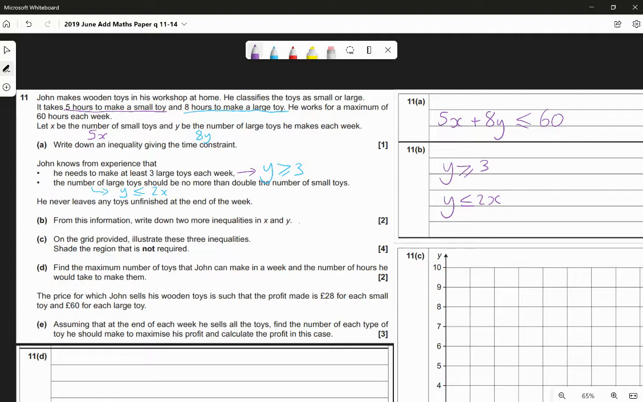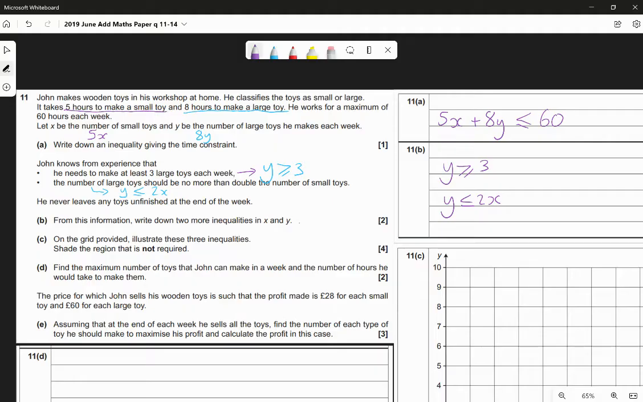Now, part C. On the grid provided, illustrate these 3 inequalities and then shade the region that is not required. That means what will be left, so the bit that's unshaded will be the required bit. I prefer doing it this way. I prefer shading what's not required.